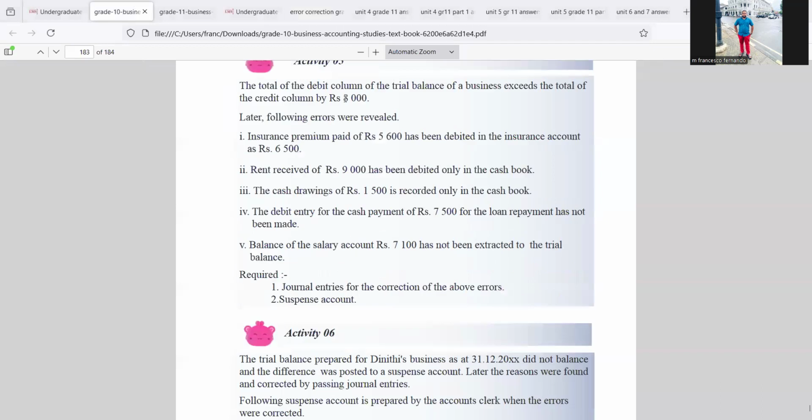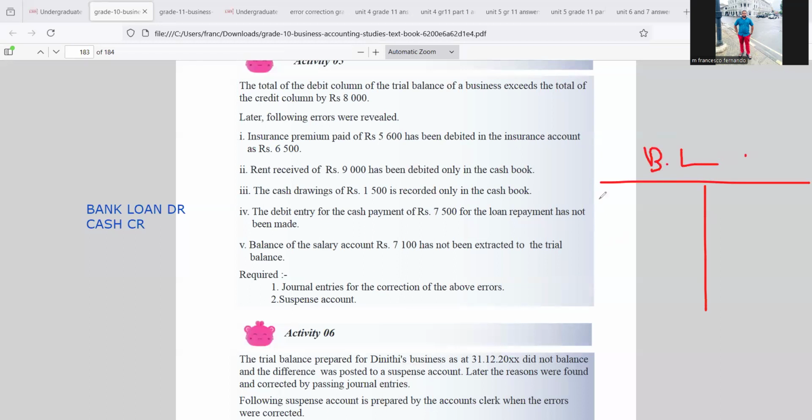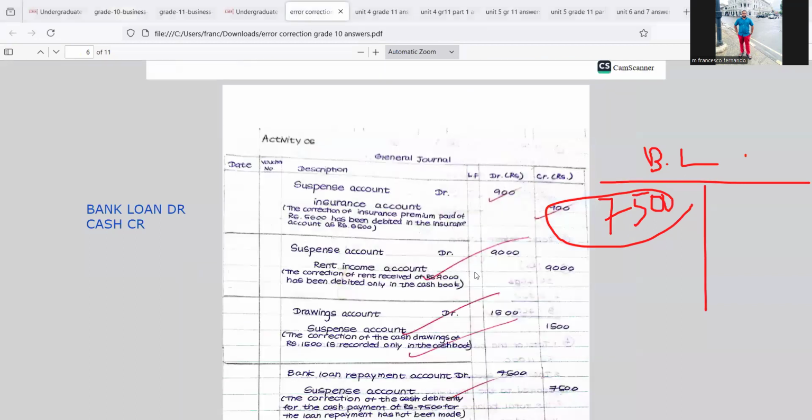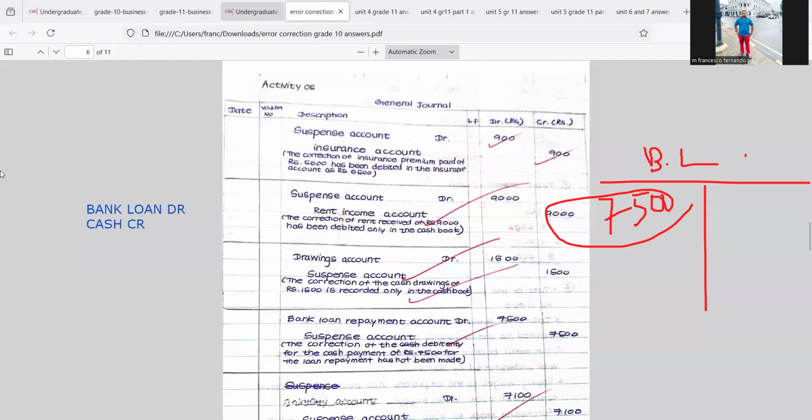The debit entry made for cash payment of 7,500 for the loan repayment has not been made. Now here you must think of what is the debit entry for the loan repayment. So normally when we make a loan repayment, bank loan debit, cash credit. So the debit entry means bank loan debit. What we have to do in the bank loan account, we have to debit 7,500 and we have to credit the suspense account. Bank loan repayment debit, suspense account credit.